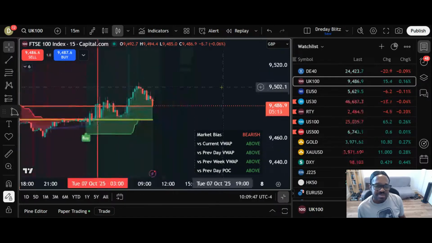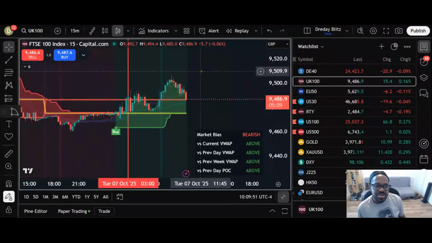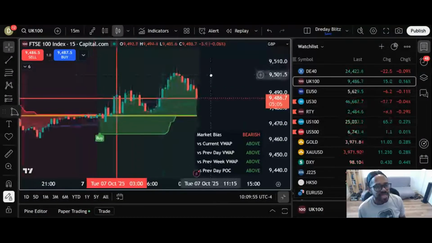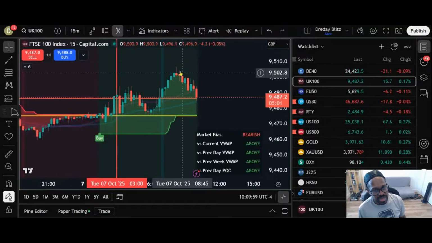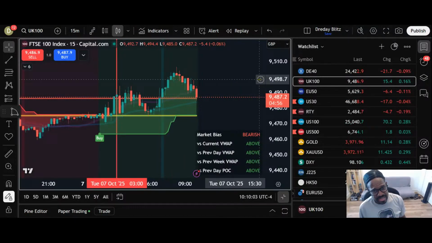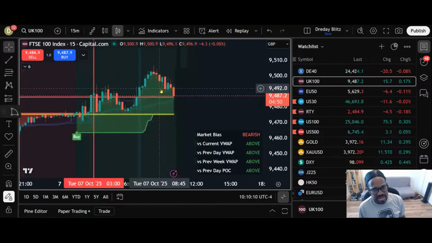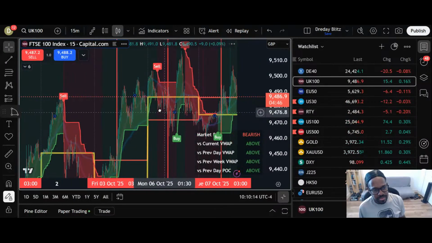UK seems to be exhausted a little bit more here. This morning at London, we had that buy. It was ranging a little bit. It went up and then started to go down. I think we break even on that trade, and now it's starting to go down. But I'm waiting, I'm looking for a bearish movement here.